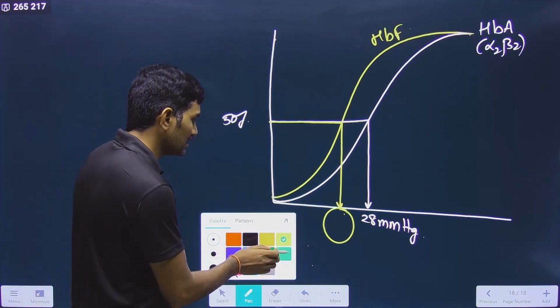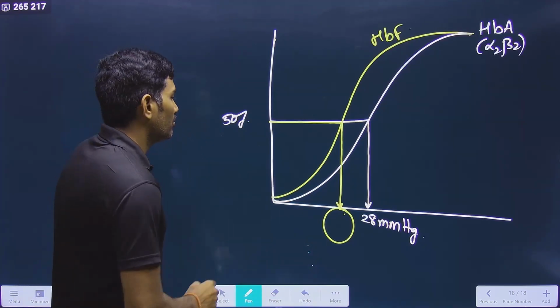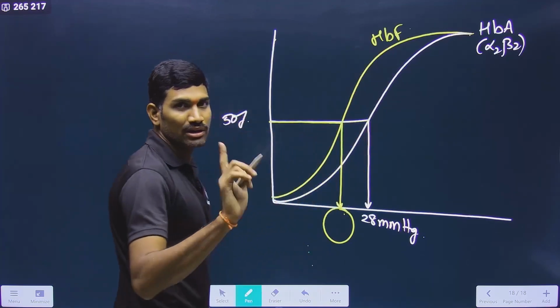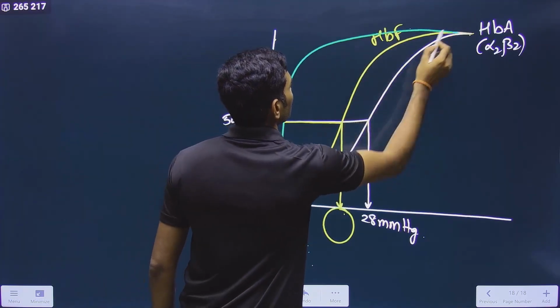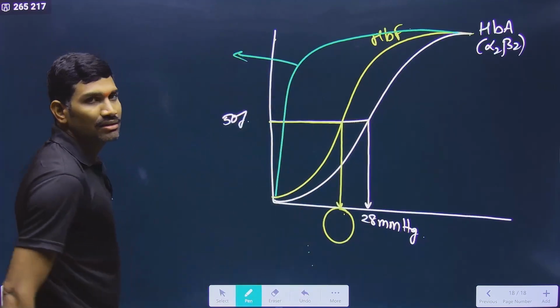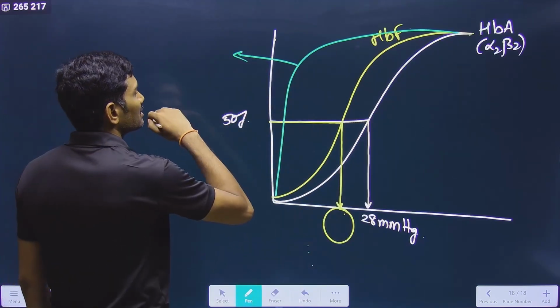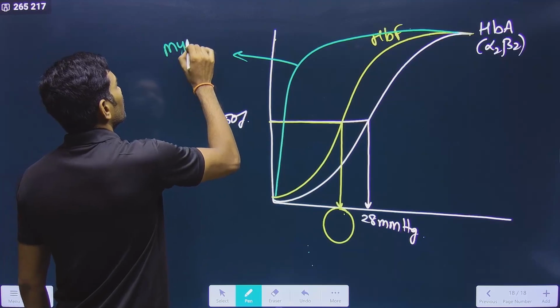And next, the third example we are giving is myoglobin. For myoglobin, you will not get a sigmoidal curve. These two are giving sigmoidal, but for myoglobin you are getting a curve like this. Why are you getting this hyperbolic curve? Because this is for myoglobin.